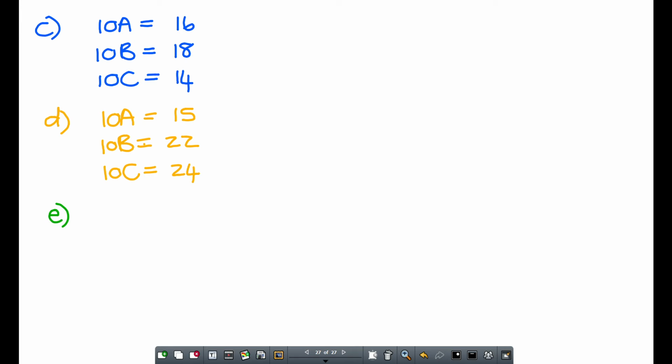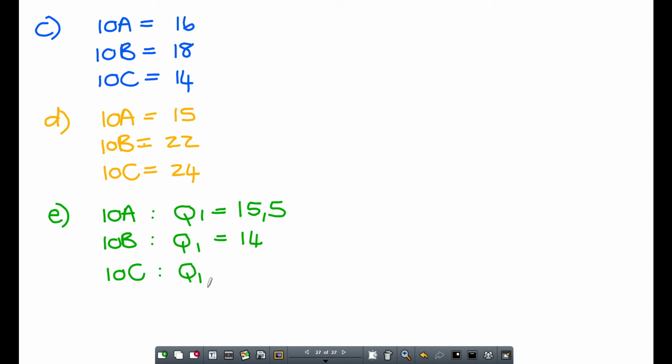Okay. By E. Bereken die onderste kwartiel vir elke klas, the lower quartile. Now, lower quartile basically means Q1, né? Okay, so at class 10A, quartile 1 would be 15,5. At 10B, lower quartile was 14. And at 10C, onderste kwartiel was 12.